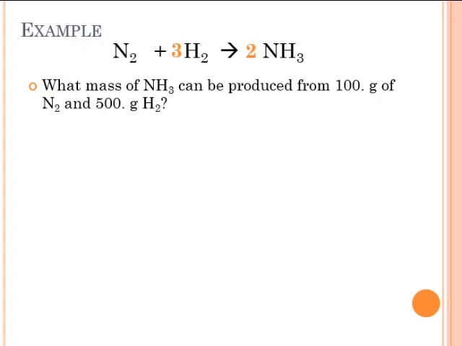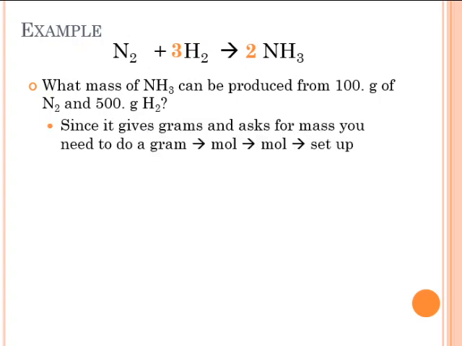So we have 1 mole of nitrogen plus 3 moles of hydrogen yields 2 moles of ammonia. So what mass, which means grams, of ammonia can be produced from 100 grams of nitrogen and 500 grams of hydrogen? We have two givens. We're going to have two stoichiometry problems to do. So we're going to start with our first given, and notice we're starting with grams, and we want to go all the way to grams of ammonia. So our first given is 100 grams of nitrogen.